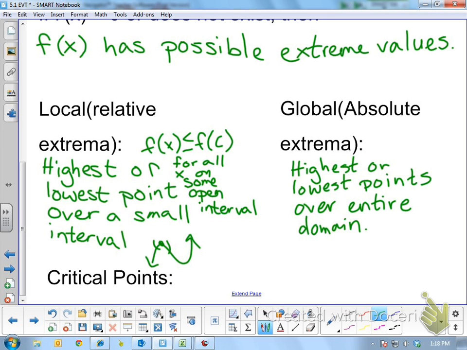Whereas global, that point would be a global maximum because it's the highest point over the entire domain. There is no other point on this graph that is higher.